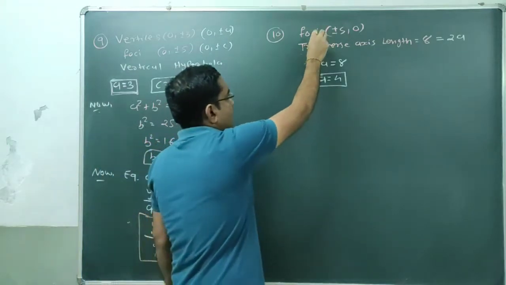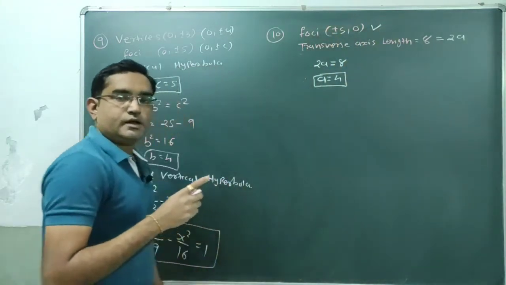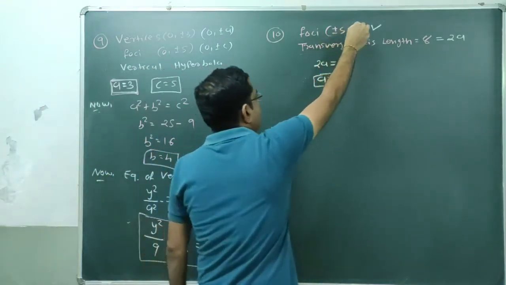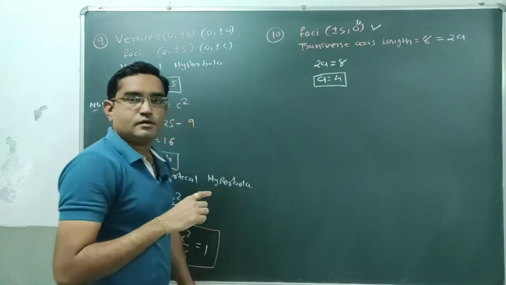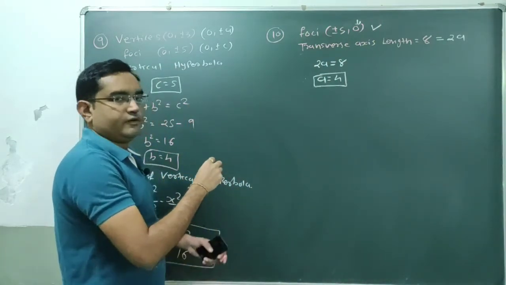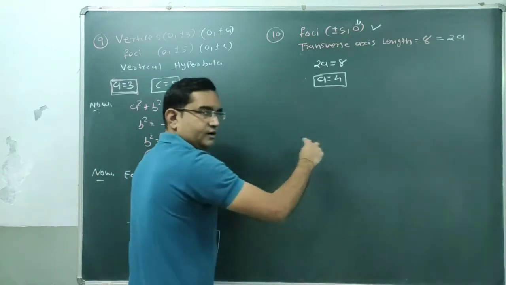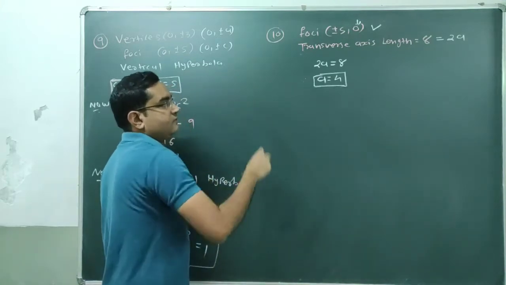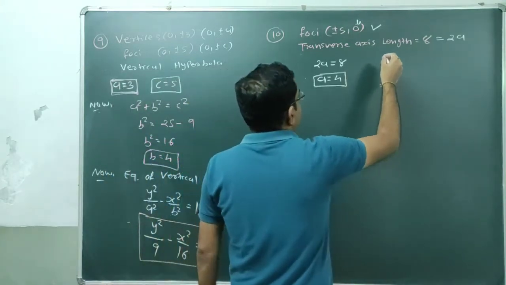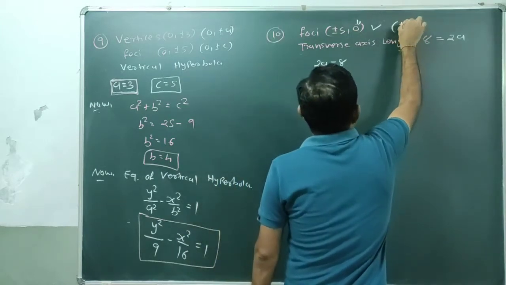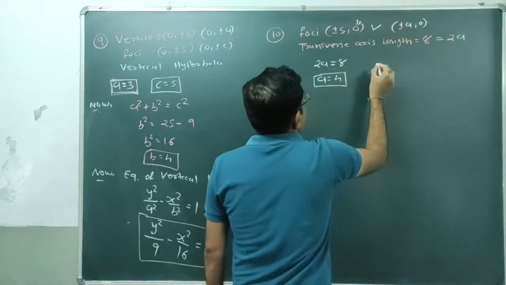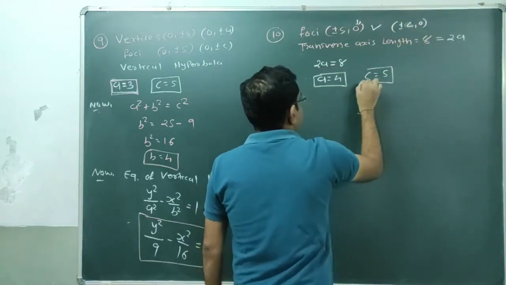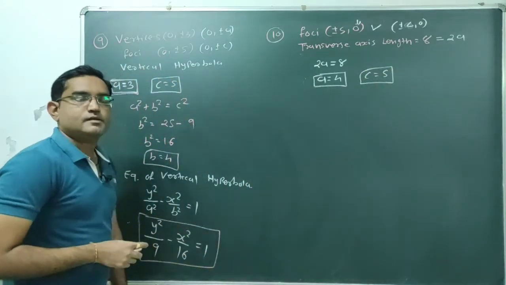Now coordinates of foci are given, and the coordinates of both the focus points are plus or minus 5, 0. Y coordinate is 0, which means foci lie on the x-axis, and whenever the foci lie along the x-axis, then that axis is nothing but the transverse axis. So now our transverse axis is the horizontal axis. So our hyperbola is a horizontal hyperbola, and coordinates of foci are plus or minus c, 0. So in comparison, we are getting c equal to 5.